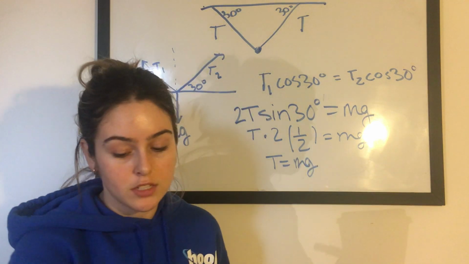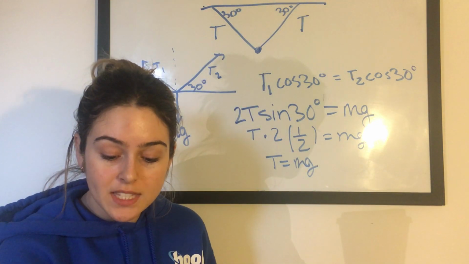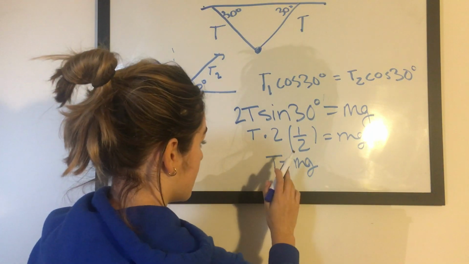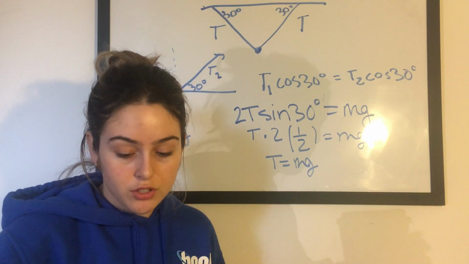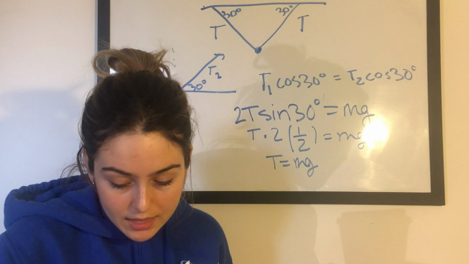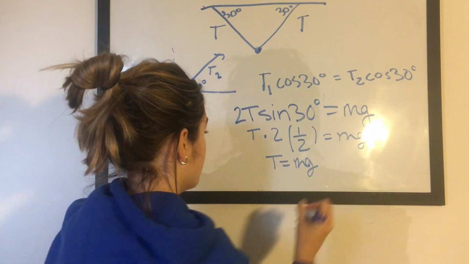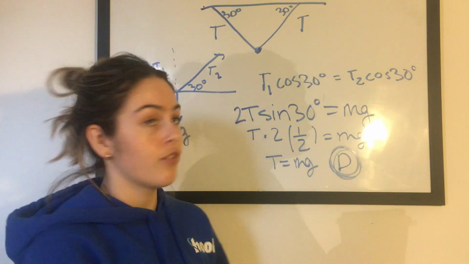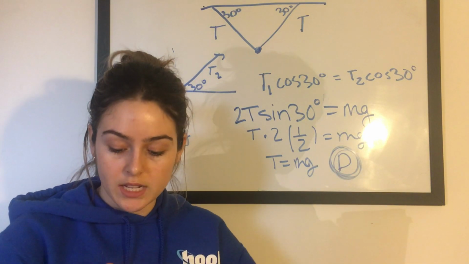Once again, the question was asking, what is the tension T in one of the strings? We've just solved for T, which is mg, and when we look at the answers on the exam, we get that D is equal to mg. So option D is going to be the correct answer for this multiple choice question.